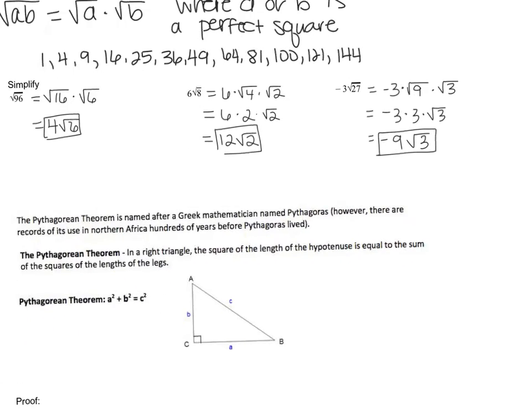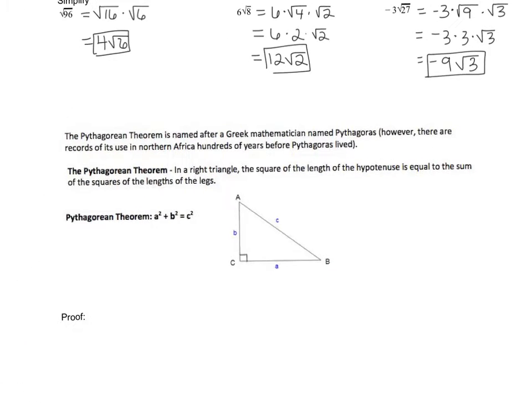So that leads us into the Pythagorean theorem, which is named after a Greek mathematician named Pythagoras. However, there are records of it being used before him. The Pythagorean theorem states that in a right triangle, the square of the length of the hypotenuse is equal to the sum of the squares of the lengths of the sides. So it boils down to a squared plus b squared equals c squared.